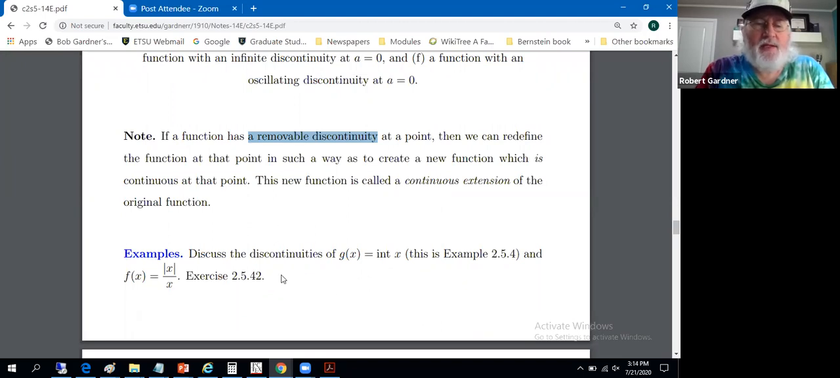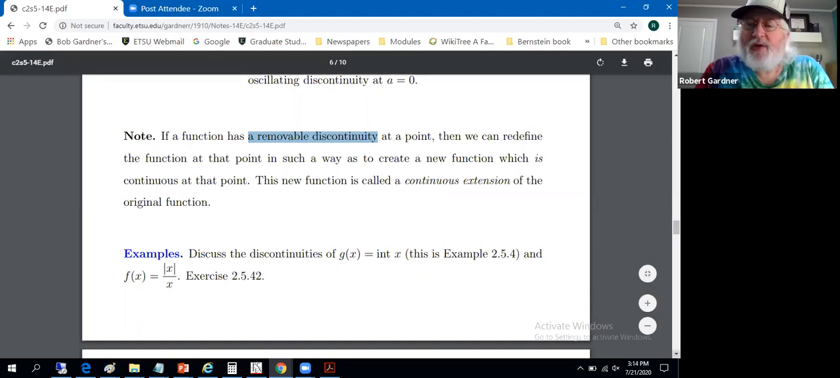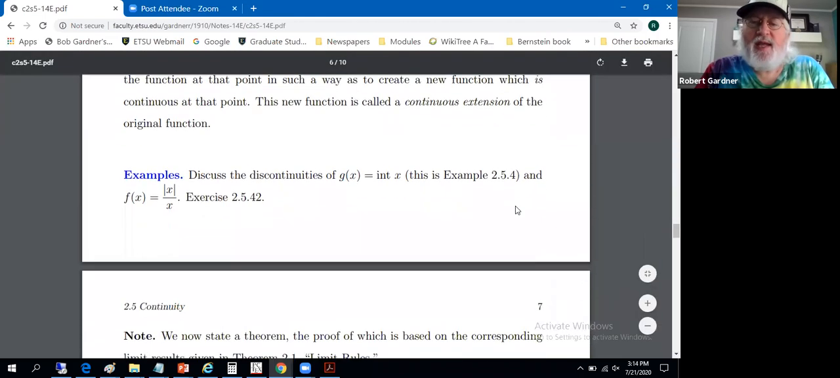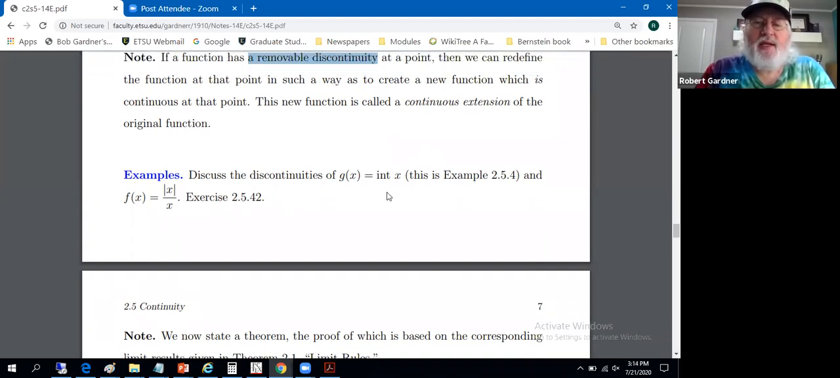Okay, let's look at the discontinuities of a couple of functions. One's an example from the book and the other is an exercise. This continuous extension thing, going through the material in the order of the book, we'll see this really illustrated at the end of the section. Right now, let's look at the greatest integer function first, and then this function, absolute value of x over x.